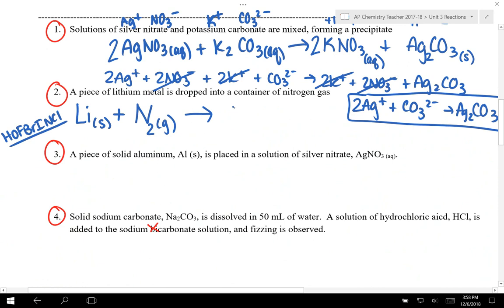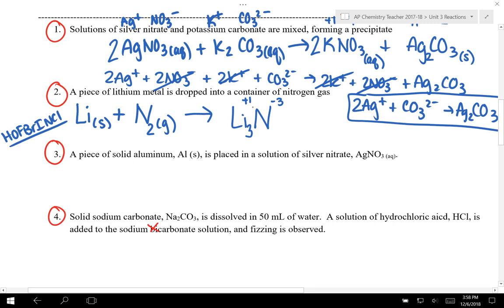So when lithium and nitrogen get together, I have a metal and a nonmetal, so that's an ionic compound. Whenever I write the formula of an ionic compound, I need to consider the charges of the ions. Lithium, when it forms an ion, makes a +1 ion. Nitrogen makes a -3 ion. So that means I need 3 lithiums for every 1 nitrogen.